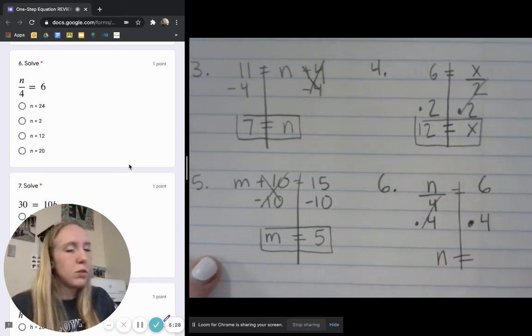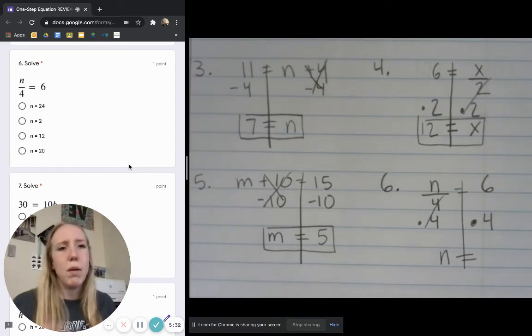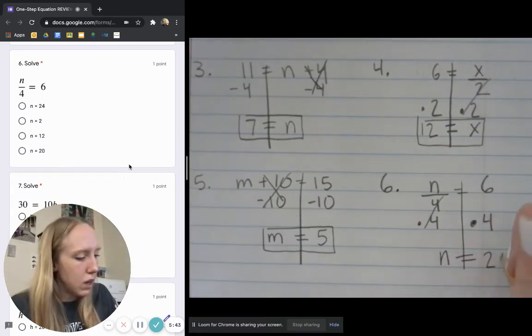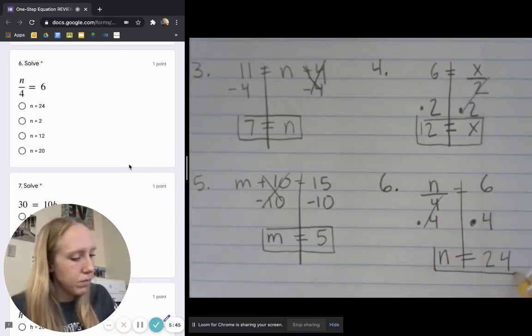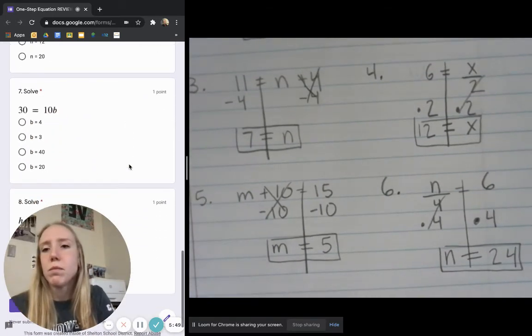And 6 times 4, you can count by 6s or 4s. I kind of like to count by 4s more. I don't know why, but I'll show you how to count by 6s. 6, 12, 18, 24. Okay, so 6 times 4 is 24. Two more.